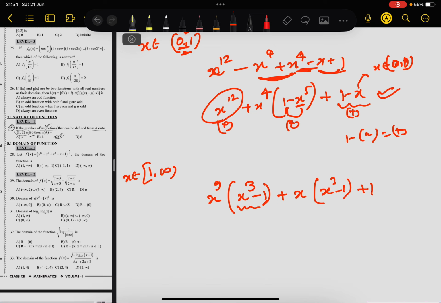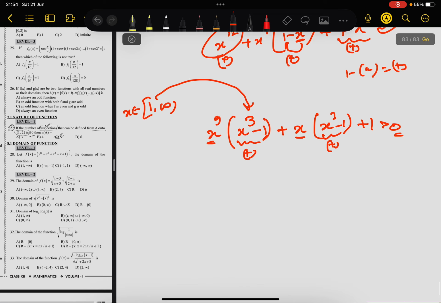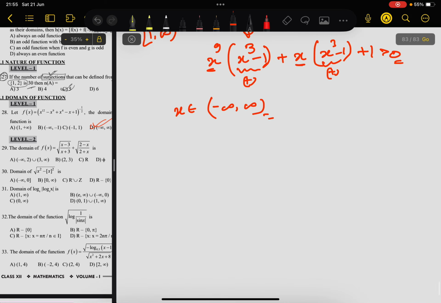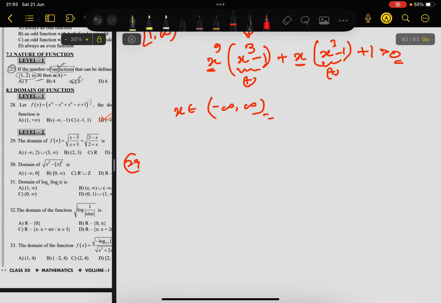Again, x^3 minus 1 will be positive here, because x belongs to (1, infinity). This is positive, this is positive, x is positive, and x^9 is positive, so the expression is greater than 0. So that means x belongs to the real numbers, from minus infinity to infinity. So I think option D is correct. Now let's solve question number 29.